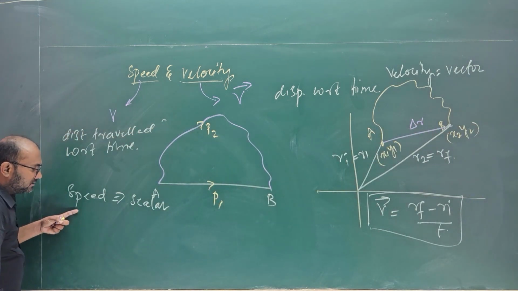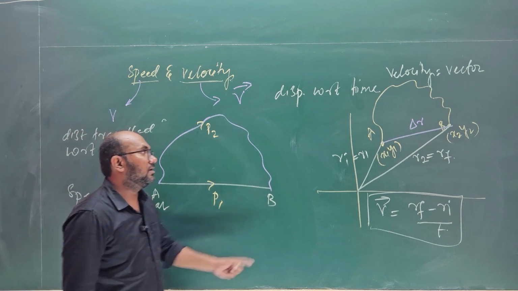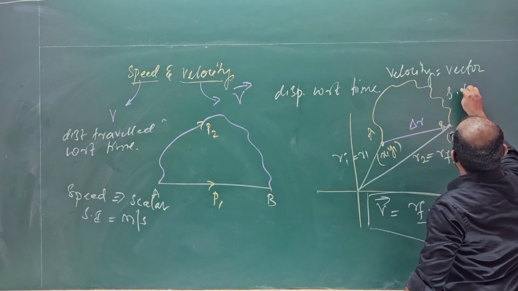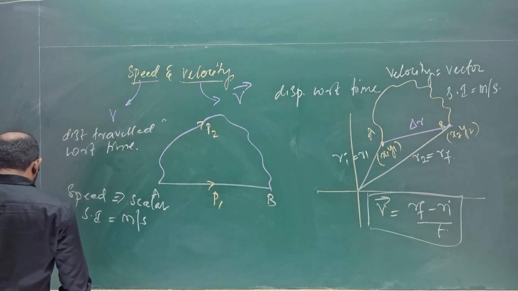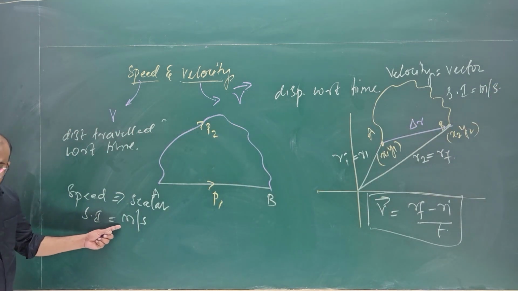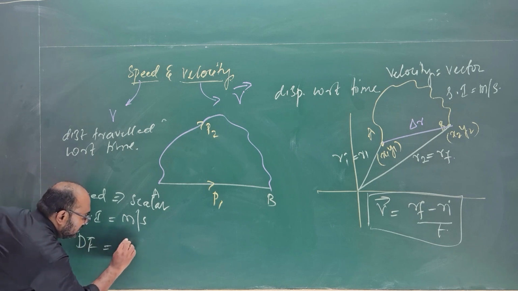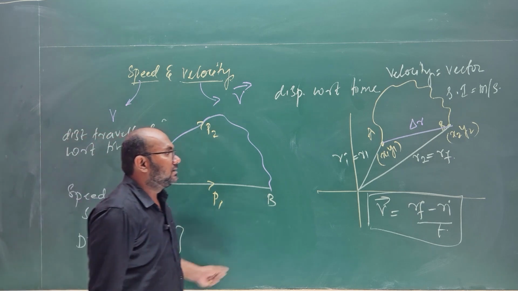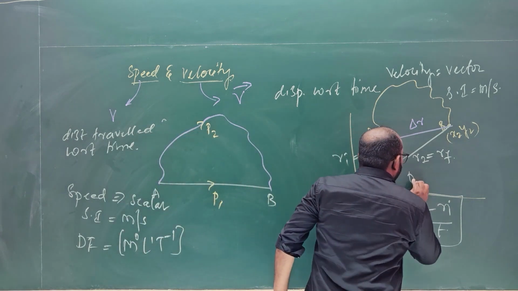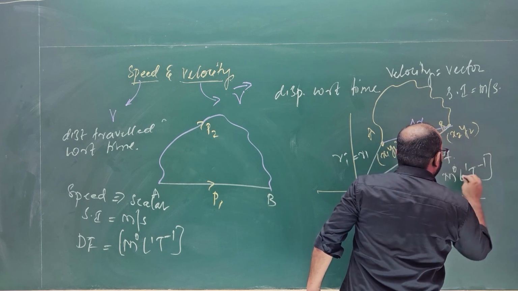The SI unit of speed is meter per second. Velocity's SI unit is also meter per second. Now what about the dimension formula? Is there any mass here? No. Length? Yes. Time? Yes. So the dimension formula is m raised to 0, l raised to 1, t raised to minus 1. Similarly, the same is applicable for velocity: m raised to 0, l raised to 1, t raised to minus 1.